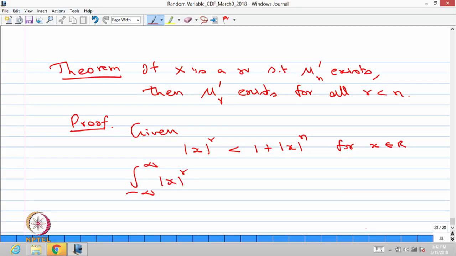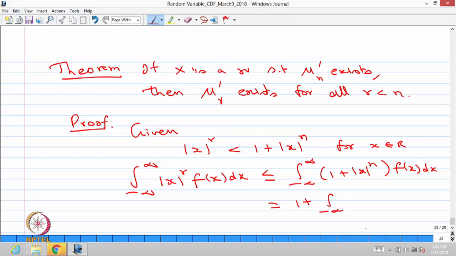mod x power r f of x dx, where f of x is the probability density function of a continuous type random variable, that is less than or equal to minus infinity to infinity 1 plus mod x power n times f of x dx. That is same as 1 plus minus infinity to infinity mod of x power n f of x dx.